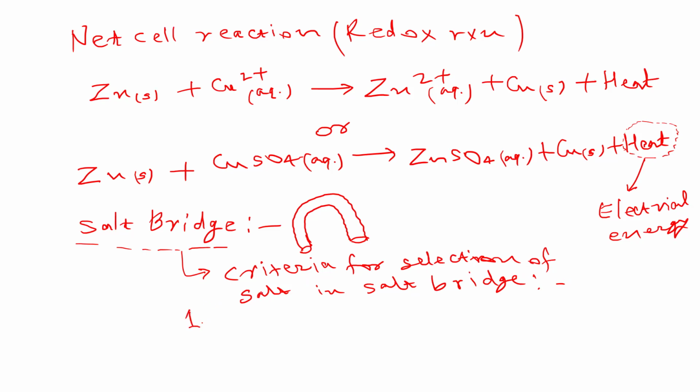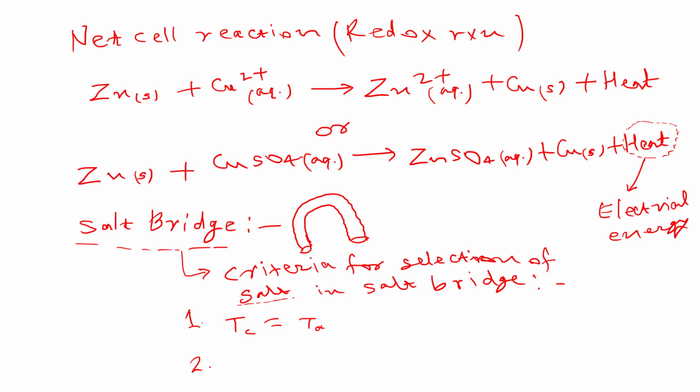We are using a salt in paste form in the salt bridge, and for that salt we need to follow some criteria. What are the criteria we have to take care of? The anion and the cation should work efficiently, that is, the transport numbers should be almost equal. If it is exactly equal, that's good; if not, it should be approximately equal. So the first criterion is that the transport number of the cation should be equal to the transport number of the anion.